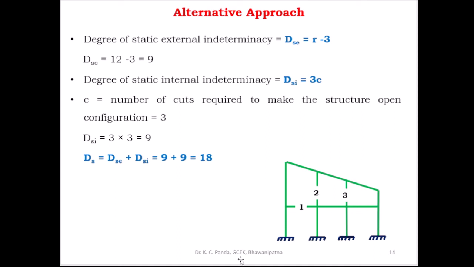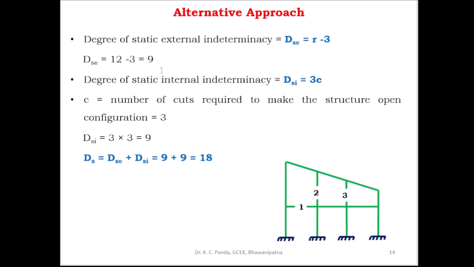Then find out the degree of static indeterminacy using the other approach. Here you have to find out the degree of static external indeterminacy and the degree of static internal indeterminacy. The degree of static external indeterminacy can be determined by this formula: dsc is equal to r minus 3, and here the number of reaction components is equal to 12. 12 minus 3 is equal to 9. dsc is equal to 9.